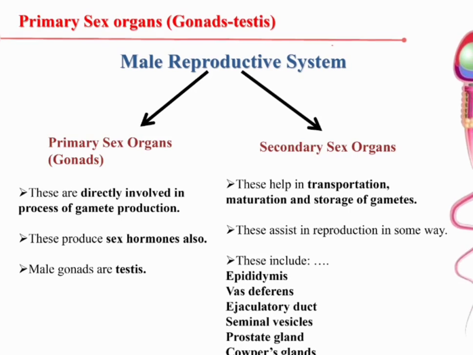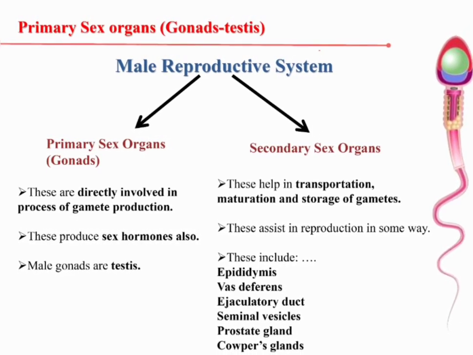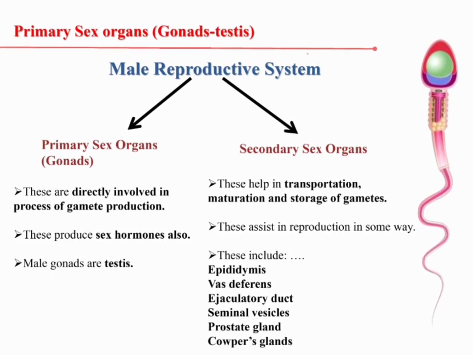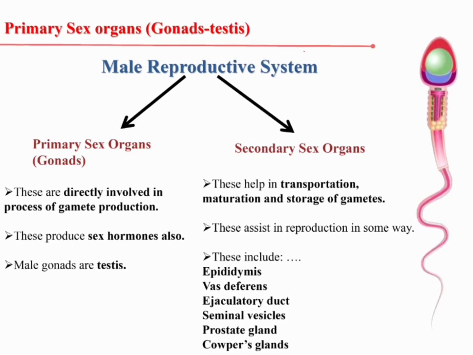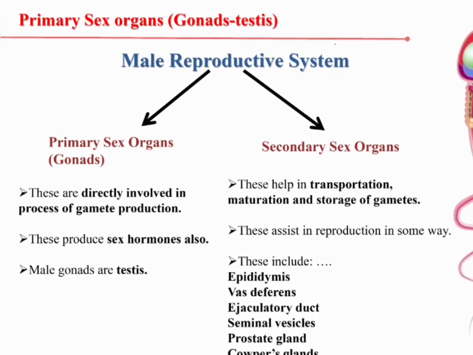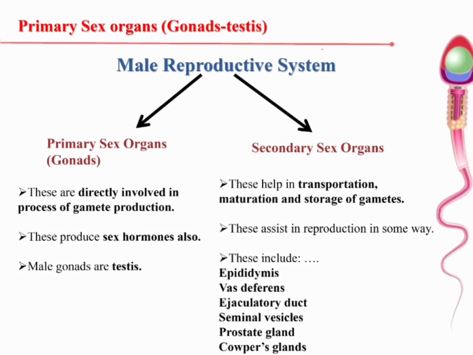Male reproductive system is made up of primary sex organs or gonads and secondary sex organs. Now let's see what are the primary and secondary sex organs. Primary sex organs or gonads. These are directly involved in process of gamete production. These produce sex hormones also.